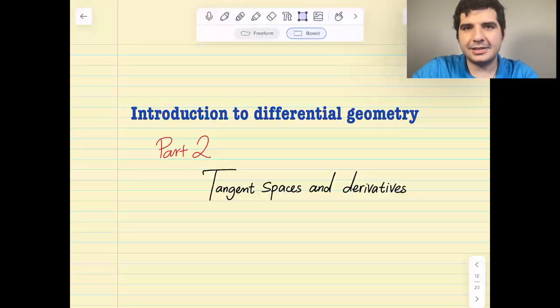Hello, this is the second session of our course in differential geometry. So today we will be discussing the notions of tangent spaces to manifolds, and derivatives of smooth maps between manifolds.